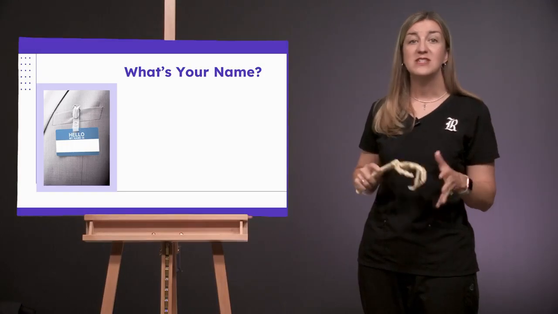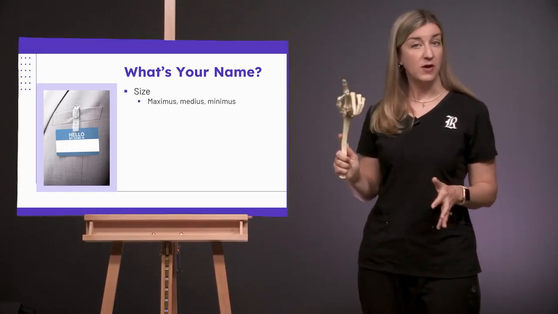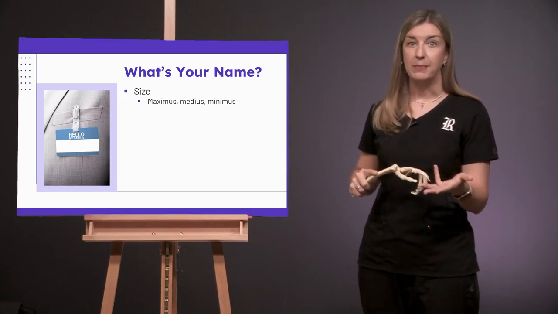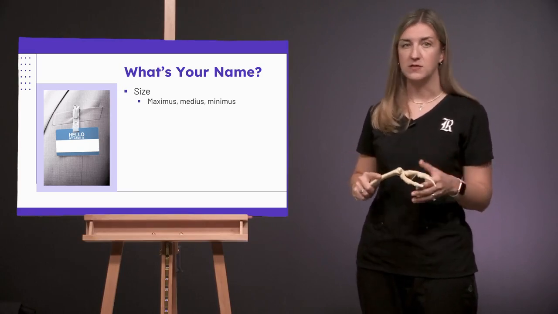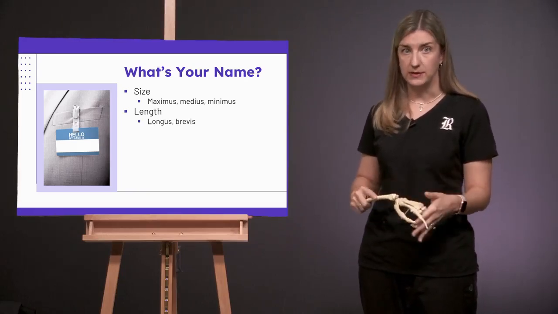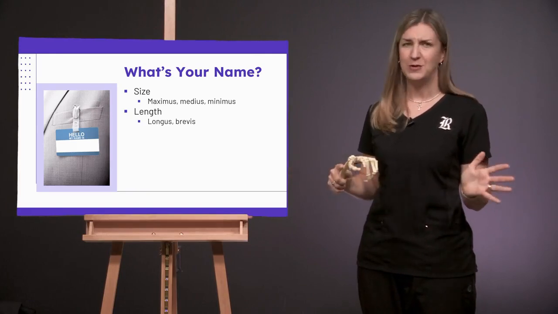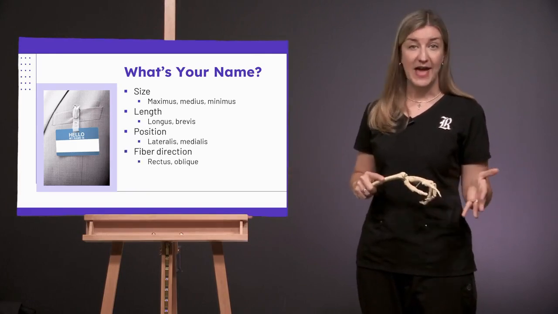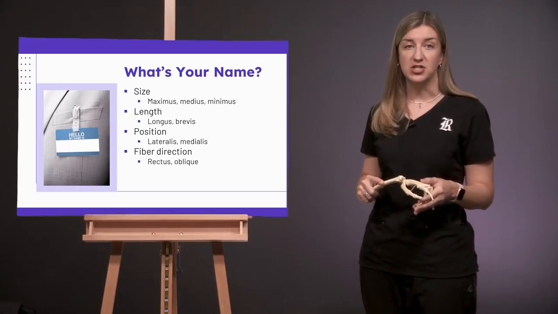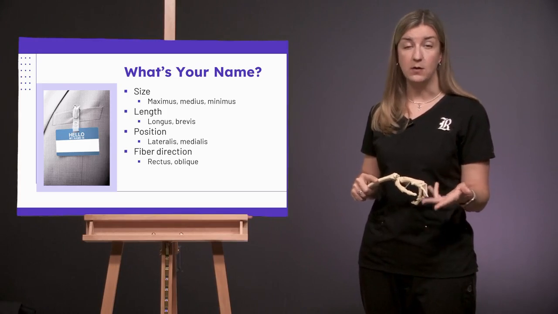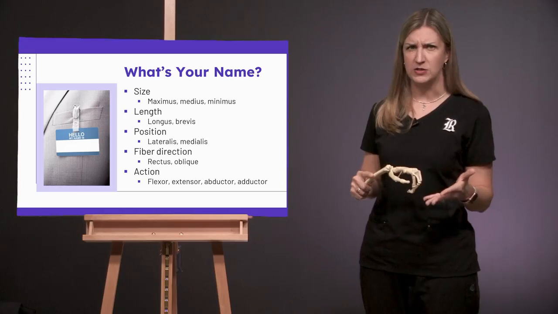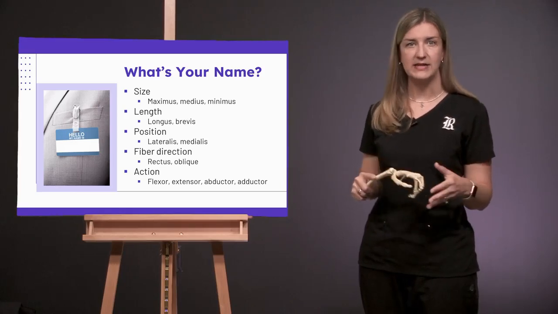Many of those names help describe the muscle in some way. For example, names that include terms like maximus, medius, or minimus imply a large, medium, or small muscle, respectively. Similarly, longus and brevis muscles imply that the muscle is long and brief or short. Some names like lateralis and medialis refer to position, and others refer to fiber direction like rectus or straight and oblique or slanted. Finally, some muscles were named to reflect their actions like flexor, extensor, abductor, and adductor.